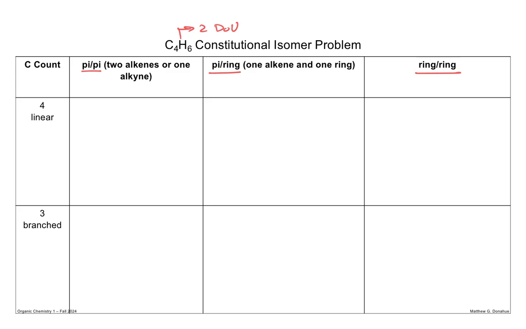So we have 4 carbons and we want to draw 2 pi bonds. And so we can either draw 2 alkenes for that, or we can draw 1 alkyne. So there's 4 carbons. That would be 2 pi bonds. So that would be an alkene.